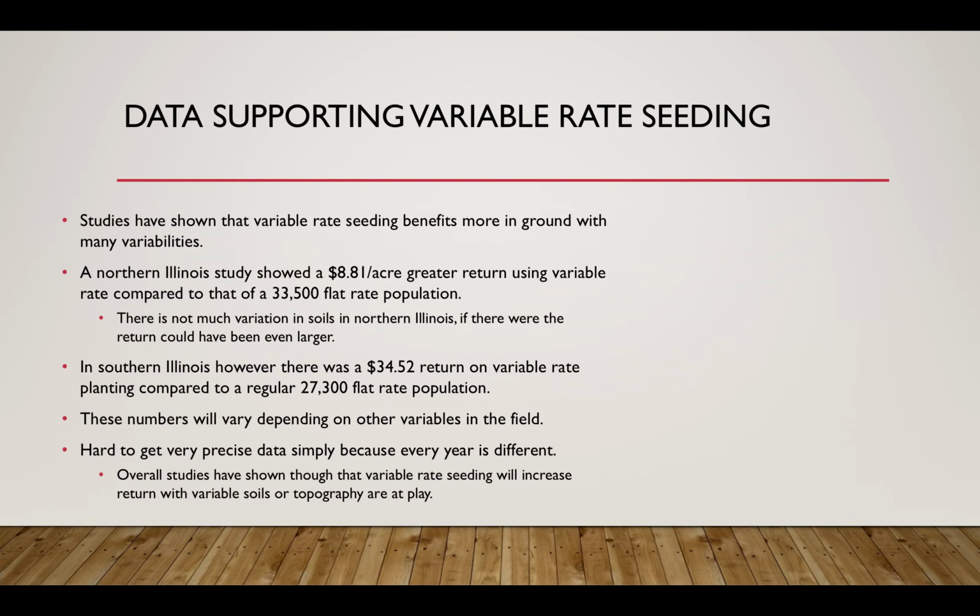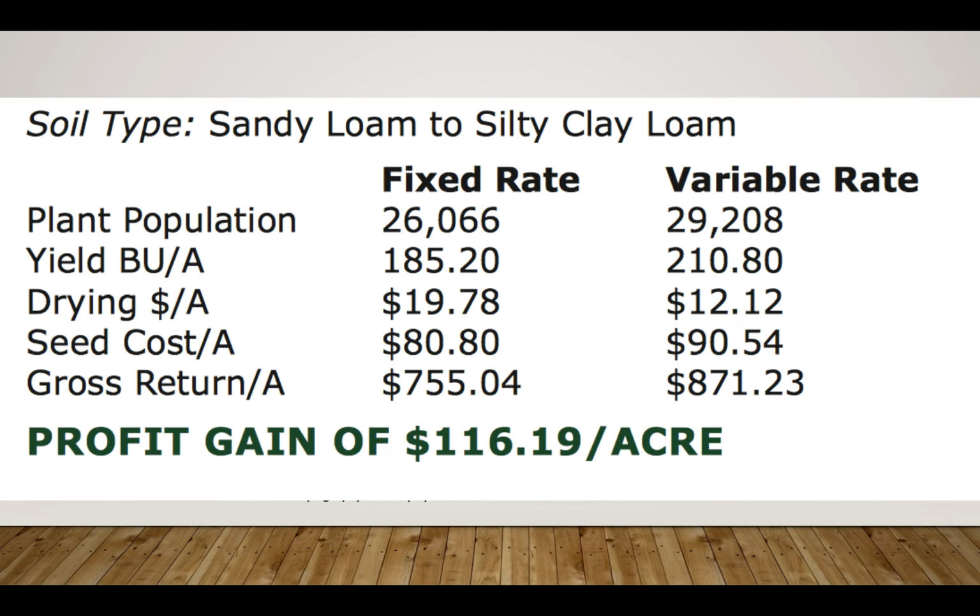So this next graph here is a study done by an equipment company up in southeast Minnesota. And you can just tell, you're like, holy cow, the profit gain is $116 an acre using variable rate. It breaks it down into the yield. He increased his yield pretty dramatically from 185 to 210. He's got drying cost in there. Some guys may not have drying costs, so there could be even greater potential for increased profit. And then the gross return per acre, you can see it's pretty significant. So that was just another example of a study that was done.